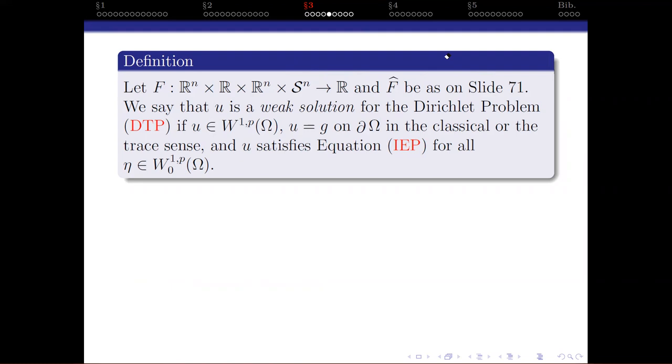So erasing here, in our case, bearing in mind what Nathan said, that this may not necessarily be possible if you don't have something that is in divergence form or similar, we're going to call u a weak solution for the Dirichlet type problem that we've talked about before, if u is in Sobolev W^{1,p}, it's equal to g on the boundary in either the classical or the trace sense, and it satisfies the integral problem that we were looking at just a moment ago. Under those circumstances, we'll consider it to be not only a solution for the integral equation, but also for our Dirichlet-type problem.